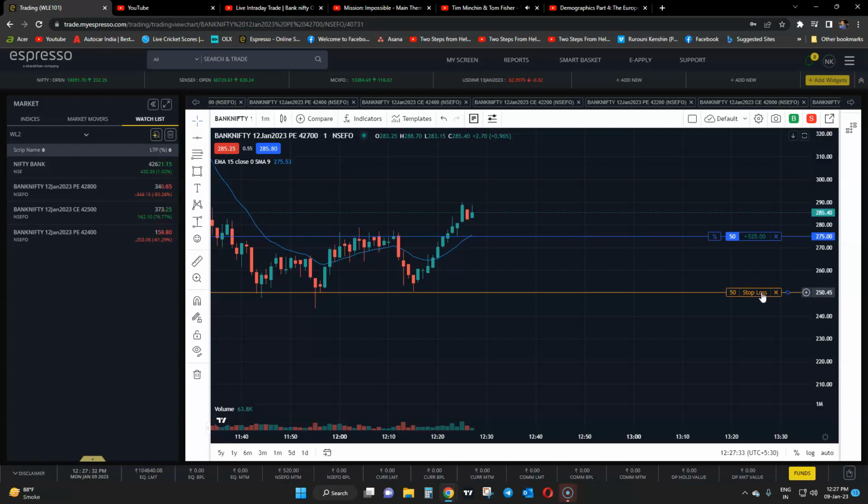Seems like a bear flag forming. Can get good momentum now.